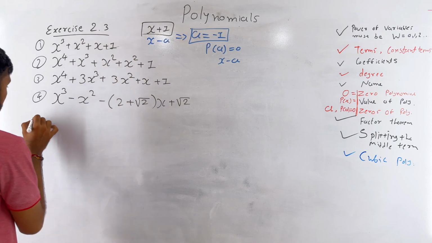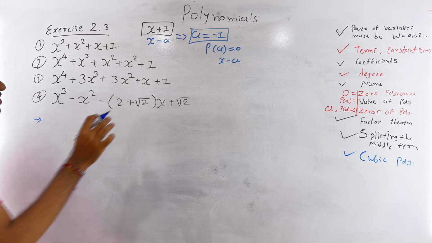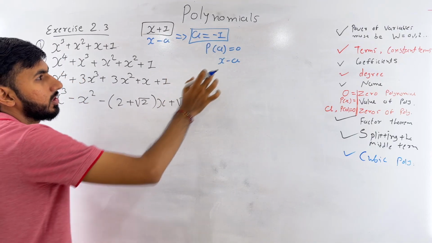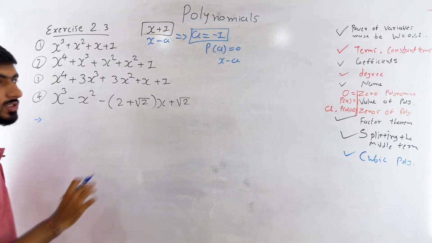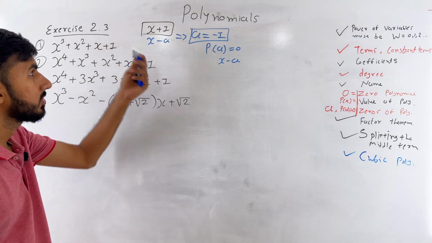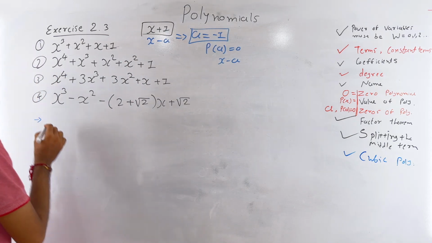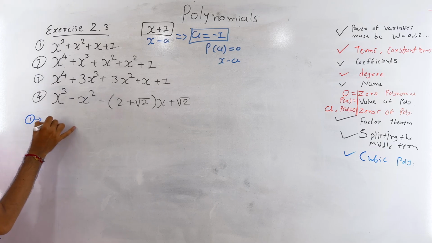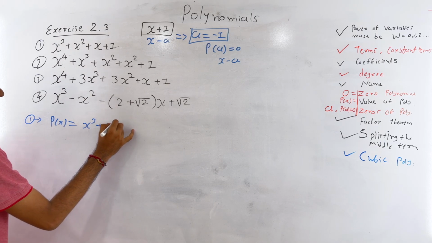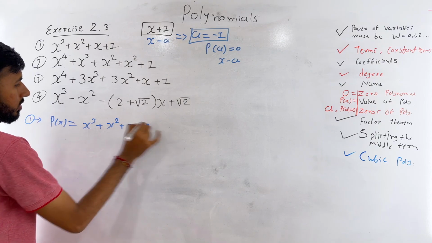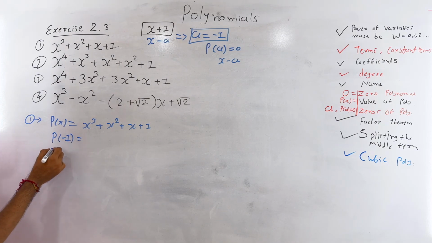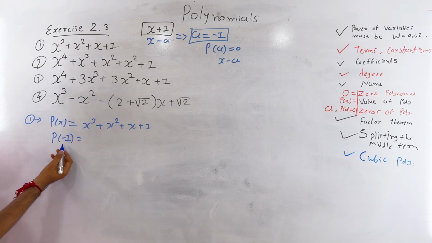Now our target is to check whether p(a) is equal to 0 or not. If it is 0, then we can say x plus 1 is a factor. If it is not, then we can say x plus 1 is not a factor of this polynomial, right? So very easy. Our first one is p(x) is equal to x cube plus x square plus x plus 1. Now do it for p(minus 1), because we have p(a) is equal to p(minus 1).